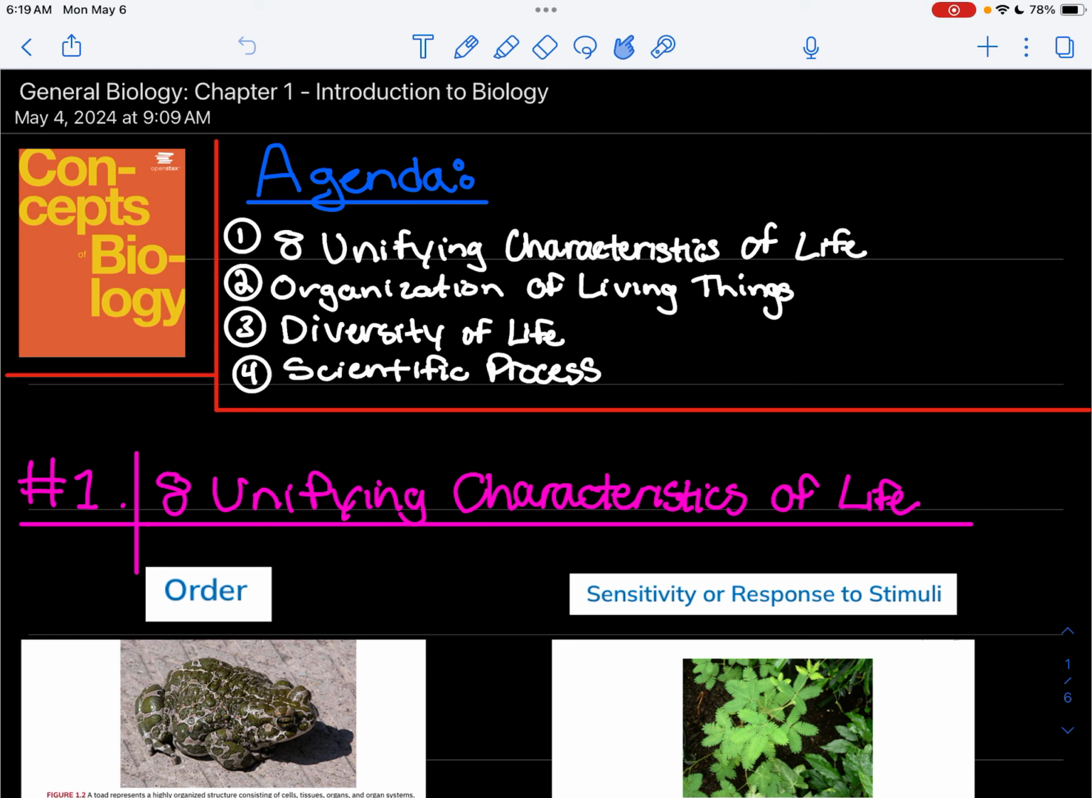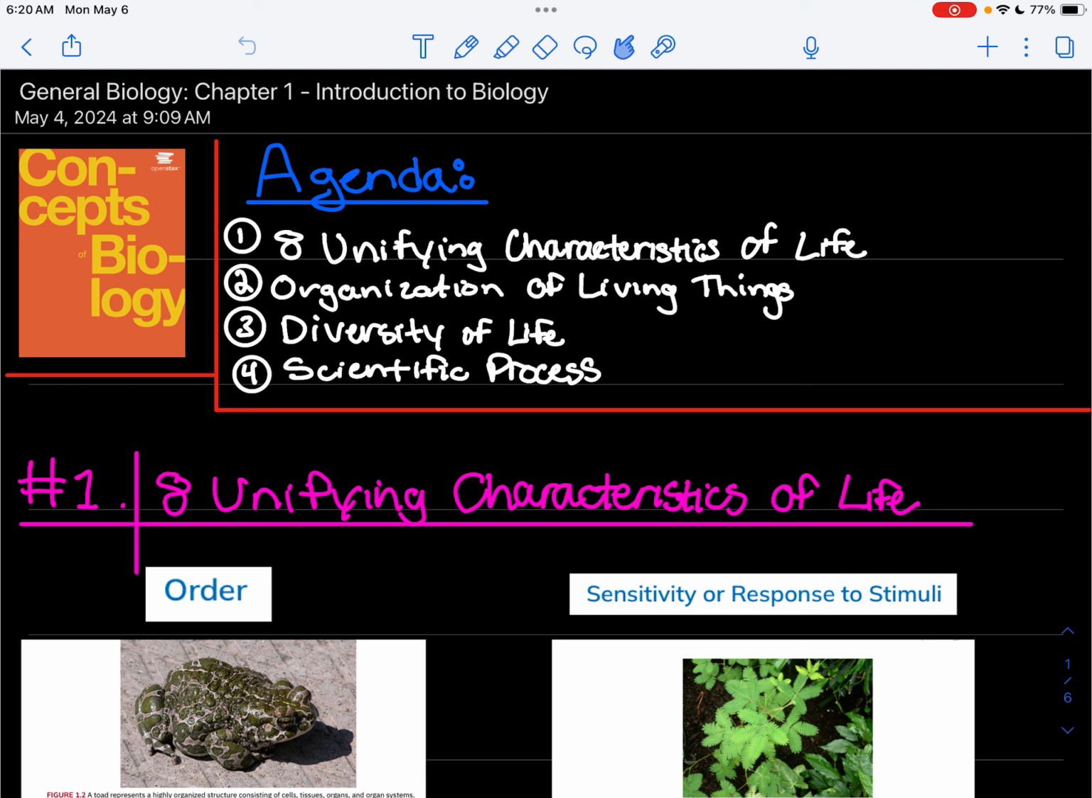Welcome back to my general biology playlist, and today we are going to be jumping into Chapter 1, Introduction to Biology. So without further ado, let's get underway. This chapter is a very broad introduction to what biology is and some really big concepts in biology. And as you can see here, we are going to be using our Concepts of Biology textbook from OpenStax. All of the diagrams in this video are from Concepts of Biology on openstax.com.